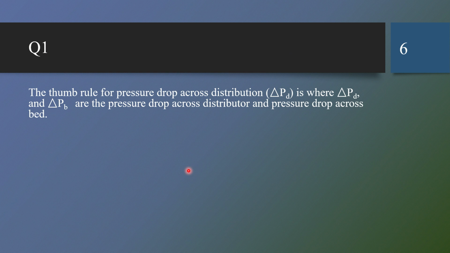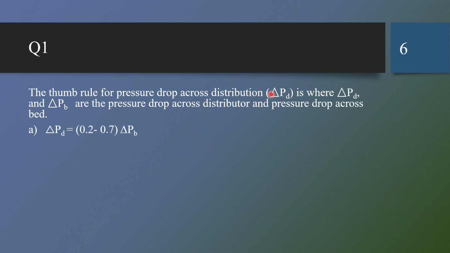So the first question is on the thumb rule for pressure drop across the distributor, where delta PD and delta PB are the pressure drop across the distributor and the pressure drop across the bed. Delta PD is nothing but the pressure drop across the distributor, and delta PB is nothing but the pressure drop across the bed. So what is the general thumb rule, what does it state?